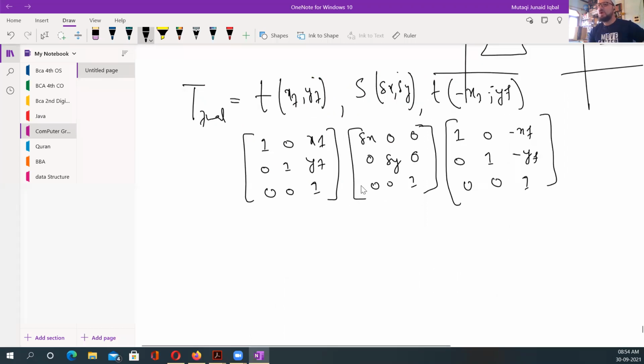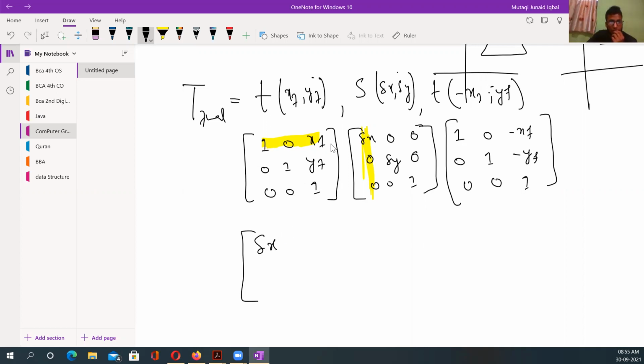Now let us multiply these two. How do we multiply? First row, first column. Let's multiply these two first. First row versus first column, then first row versus the second column, then first row versus the third column. First row versus first column will give me the first element, right? That means 1 into delta x is delta x, 0 into 0 is 0, xf into 0 is 0. So what will be there? Delta x.